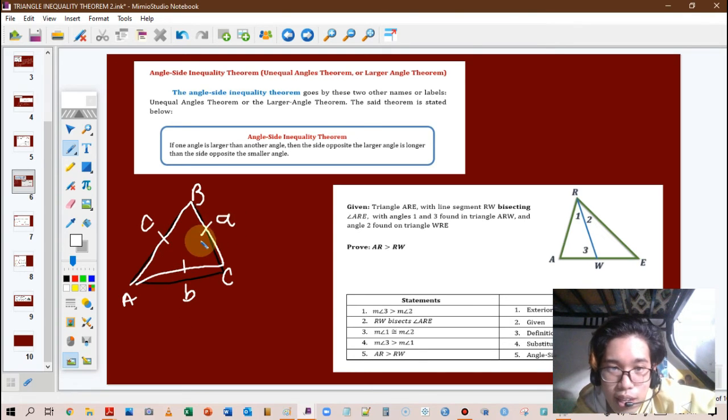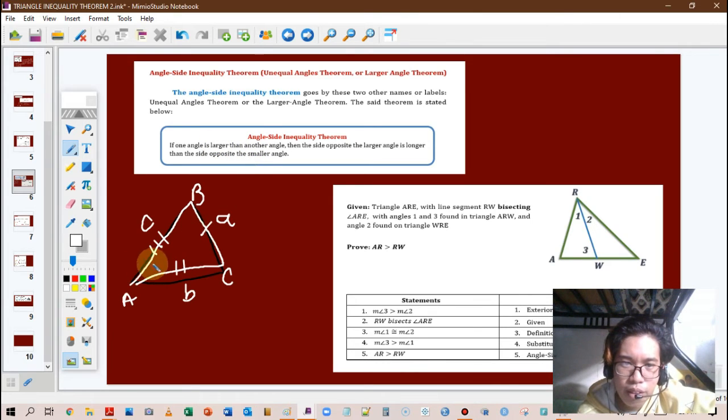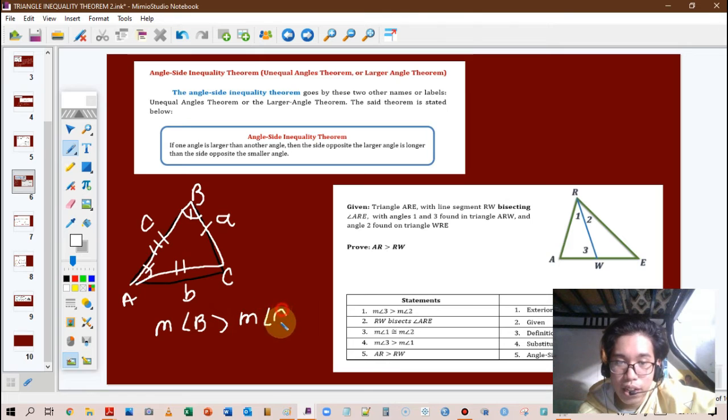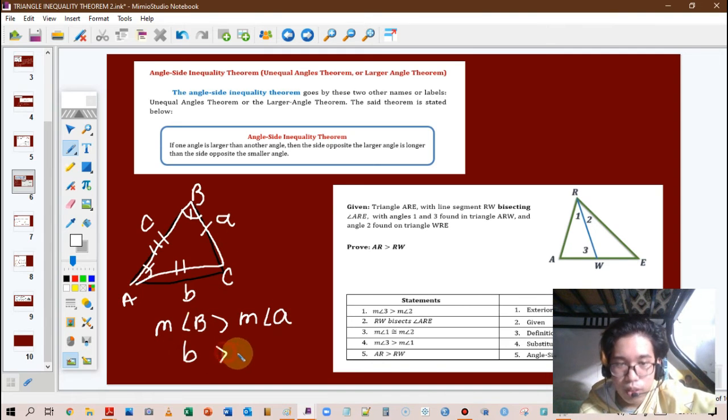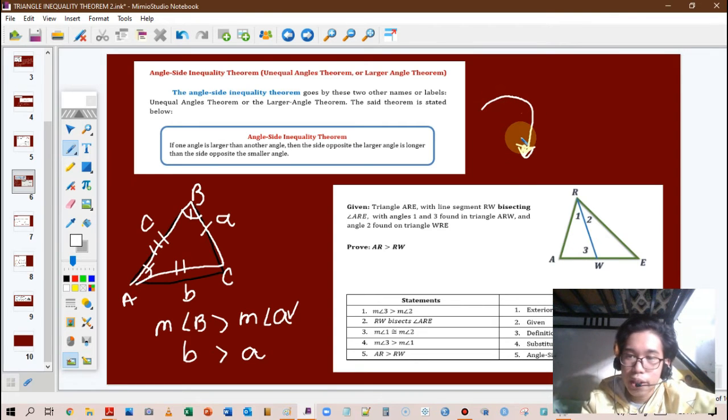Let's say, for example, that if one angle is larger than another angle, angle B is greater than angle A. That's our supposition: the measurement of angle B is greater than angle A. According to the angle side inequality theorem, therefore, the measurement of side B is going to be greater than the measurement of side A for this problem. So let's try to apply that and prove that theorem using the triangle that we have here.